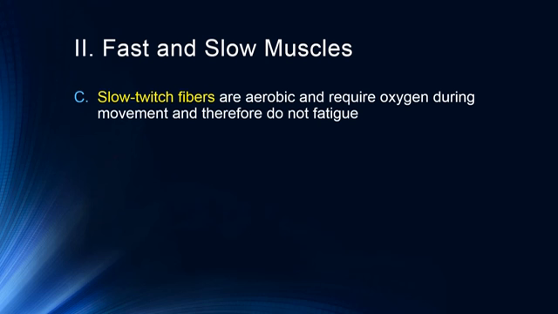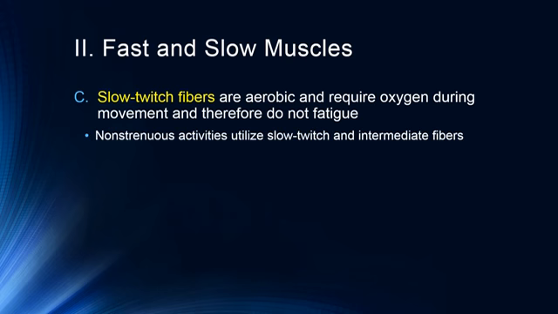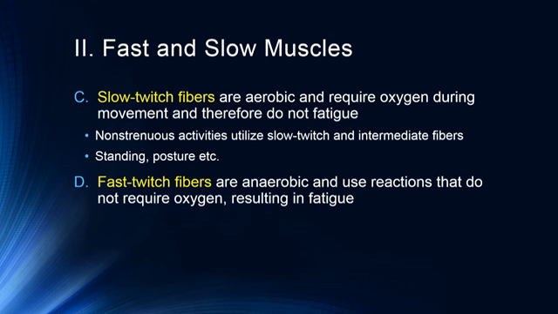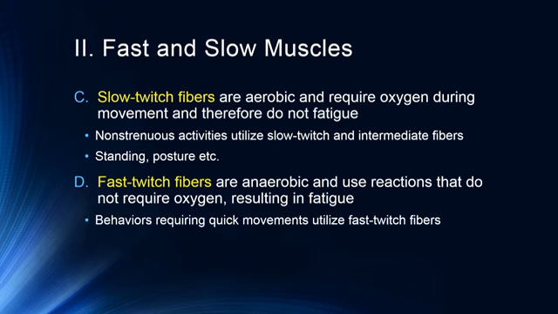So slow twitch fibers are aerobic and require oxygen during movement and therefore do not fatigue. So non-strenuous activities utilize slow twitch and intermediate fibers, standing, posture, etc., which is why something like planking oftentimes is for that. Fast twitch fibers are anaerobic and use reactions that do not require oxygen but result in fatigue, which is why they wear out much more quickly.